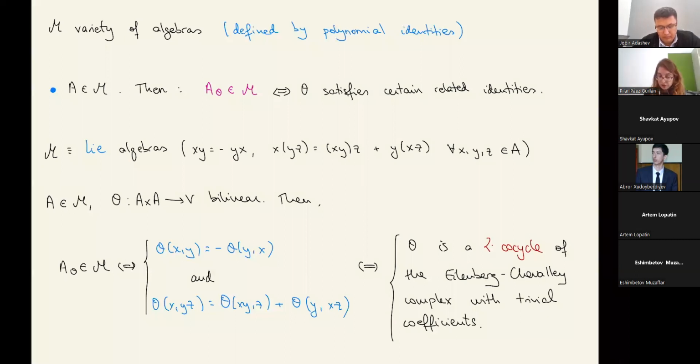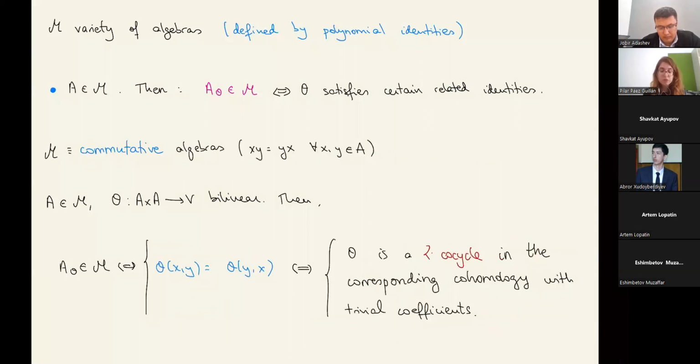If I take another variety, I'm going to choose now commutative because it's going to be nice for me in my axial algebra setting. So commutative algebras, the only polynomial identity involved here is commutativity. So I'm going to have a unique condition on theta, that theta is symmetric, for obtaining that the extension A sub theta is again commutative. Or also, from the cohomology point of view, theta is a 2 cocycle in the corresponding cohomology again with trivial coefficients.